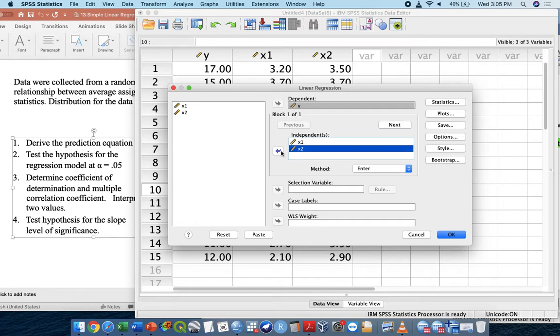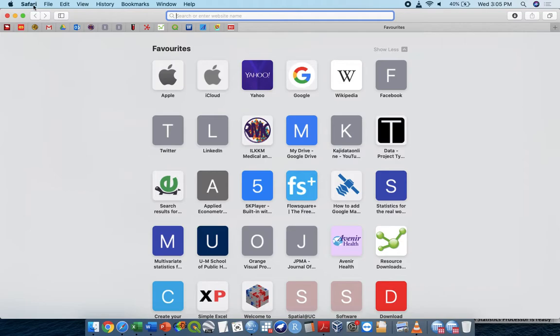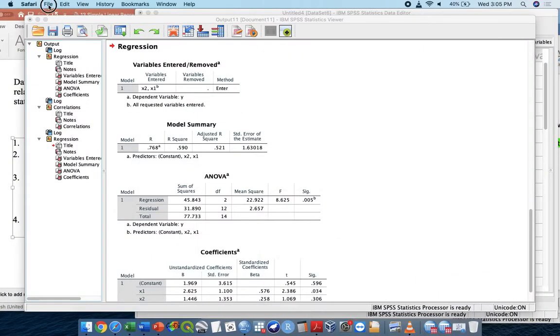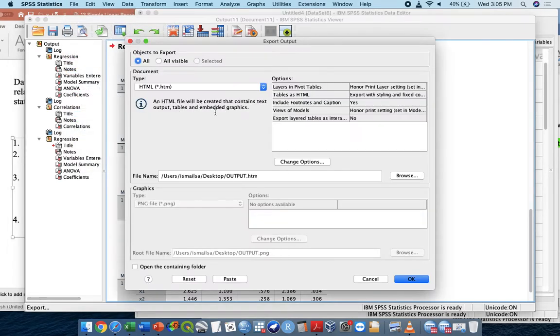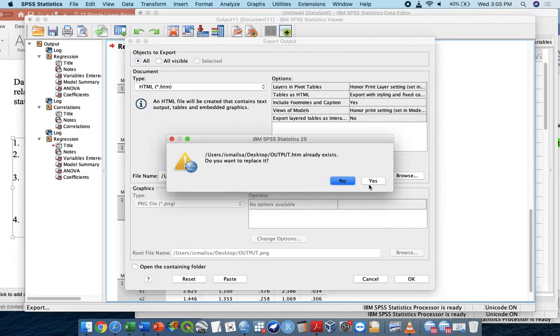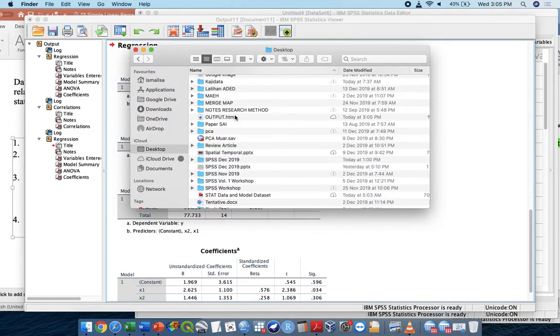But if you want to make some adjustment, you can do that according to this particular radio button, which I may not be able to discuss today, but I will discuss it if you ask. And then you can go for the OK button. After you hit the OK button, this output is generated for you. Then I'm going to export this one: go to File, Export, and then export it. Automatically, this is what I got from my output.